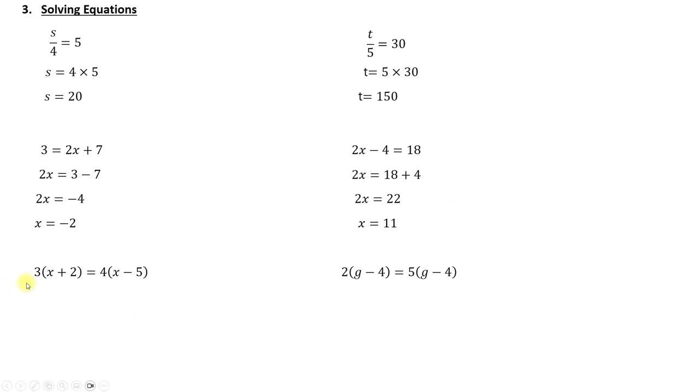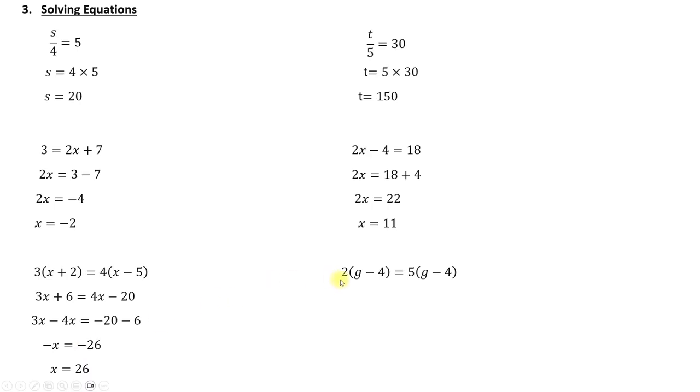Here, we need to expand first. So 3 times x plus 2 will leave us 3x plus 6. 4 bracket x minus 5 will give us 4x minus 20. We'll bring all the x terms over to one side and the numbers onto the other side. Will give us 3x minus 4x equals negative 20 minus 6. Negative x equals negative 26. Now to get rid of the negative next to the x, we simply multiply both sides by negative 1, which leaves us with x equals 26.